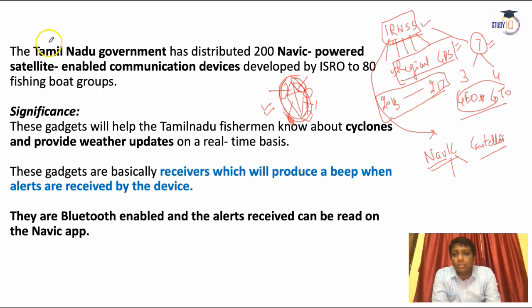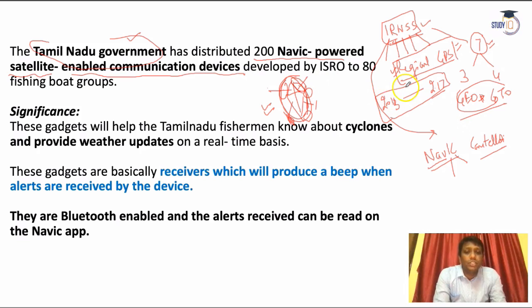Now this is in the 2018 news. The Tamil Nadu government has distributed 200 NavIC-powered satellite-enabled communication devices. This is the reason, guys: those fishermen, by mistake, enter the Pakistan border in the coastal areas, even the Bangladesh border, and even the Sri Lanka border in the coastal areas. So they will be safe.